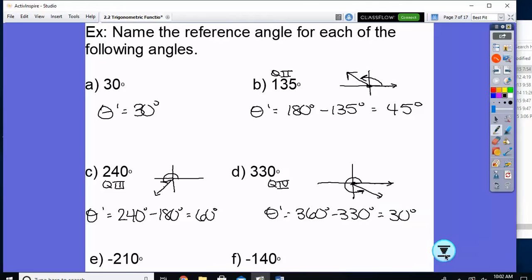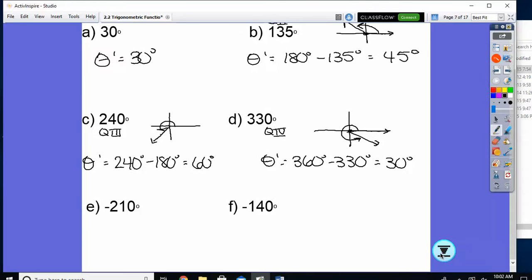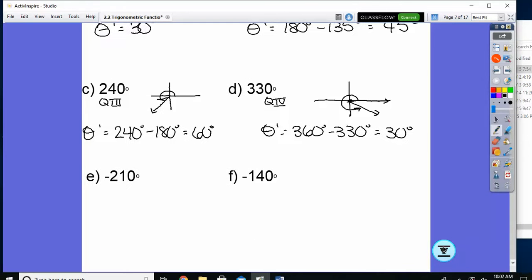What would we do if we had negatives? Let's get the coterminal first. If you add 360, that's a 150. What quadrant is that in? Second. So how do I get my reference angle?